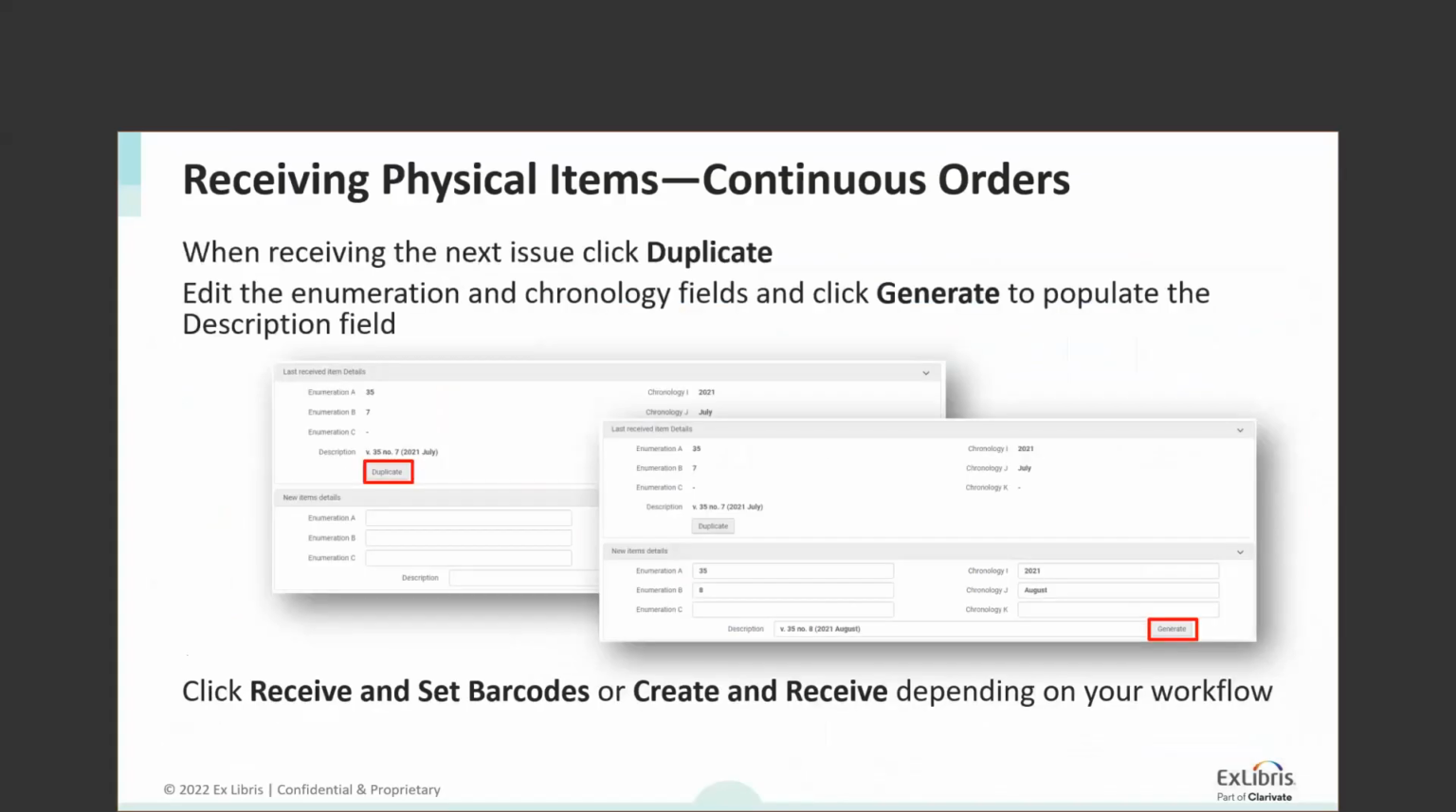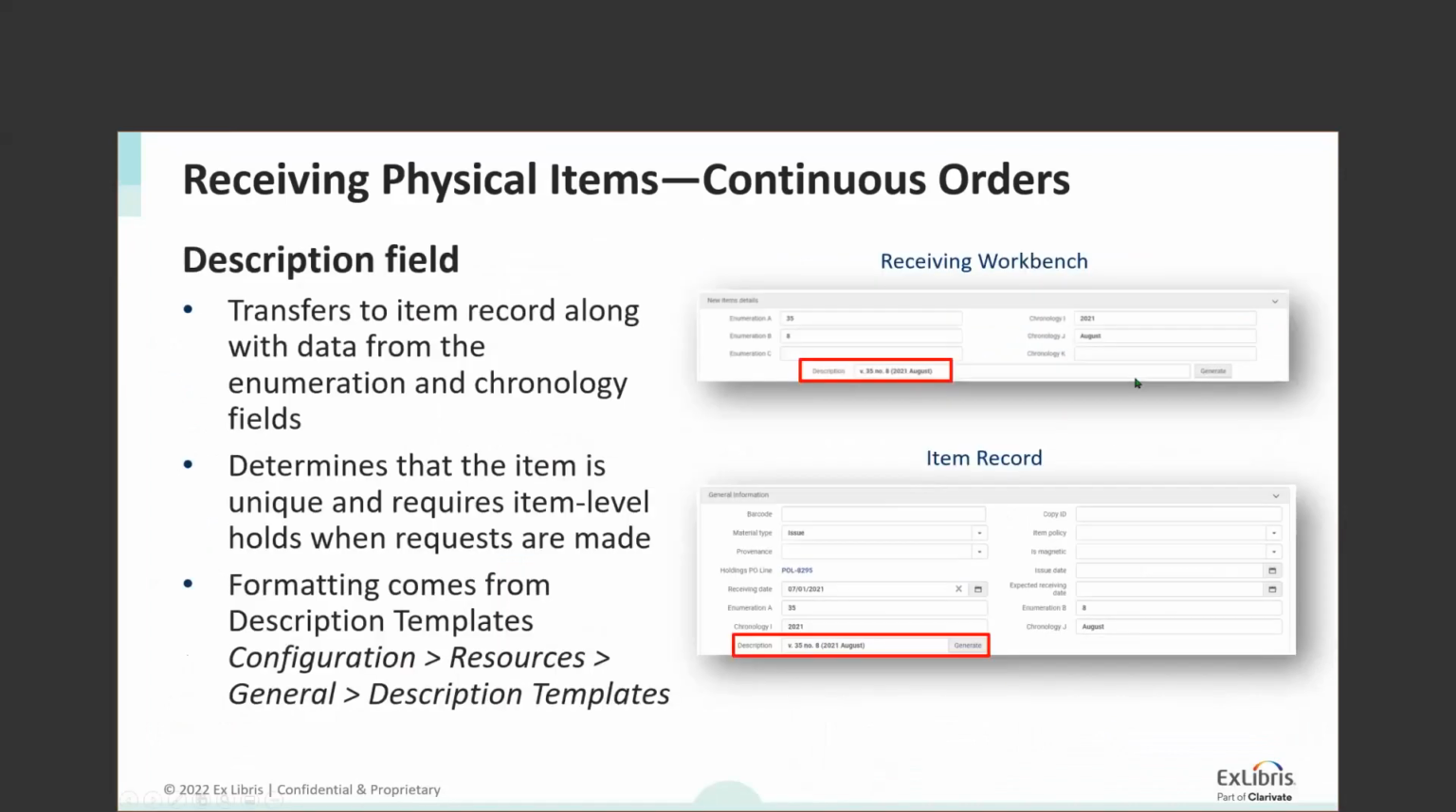Okay, so we just did our ad hoc receiving. Like I said, that first issue, you do have to put everything in, but after that, pull it up, duplicate, generate, create. Now, what's nice about this is that the description field and the enumeration information I mentioned will transfer to the item record.